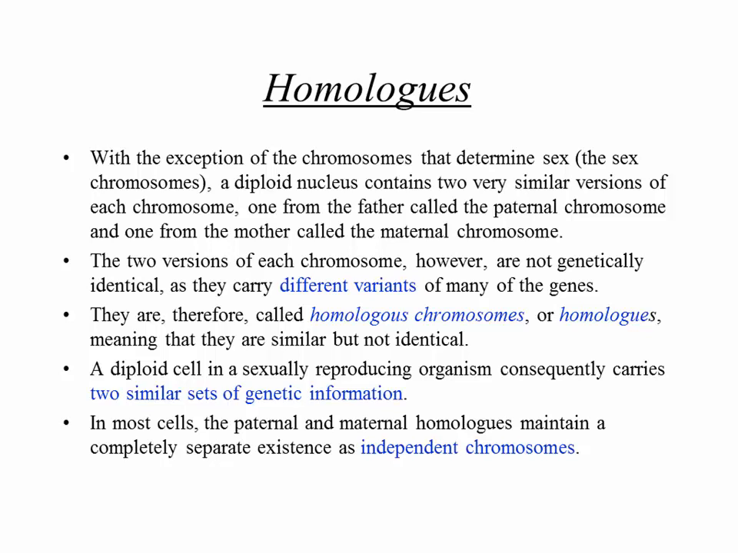Now in most cells, the paternal and the maternal chromosomes, or homologs, maintain a completely separate existence as independent chromosomes. In other words, let's say you have chromosome number 10 from your dad and from your mom, they stay completely separate inside a cell, so you wouldn't know. It's not like they aggregate together or anything like that. They exist independently.